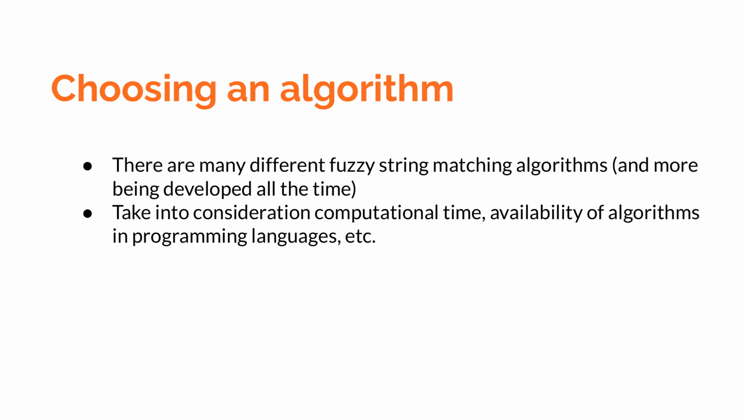For example, you may want to take into consideration things like the computational complexity of different algorithms, or consider which algorithms are readily available in a programming language of your choice. This leads us to part 2 of the video, where we'll talk about how to perform fuzzy string matching in R. We'll use a few different algorithms.